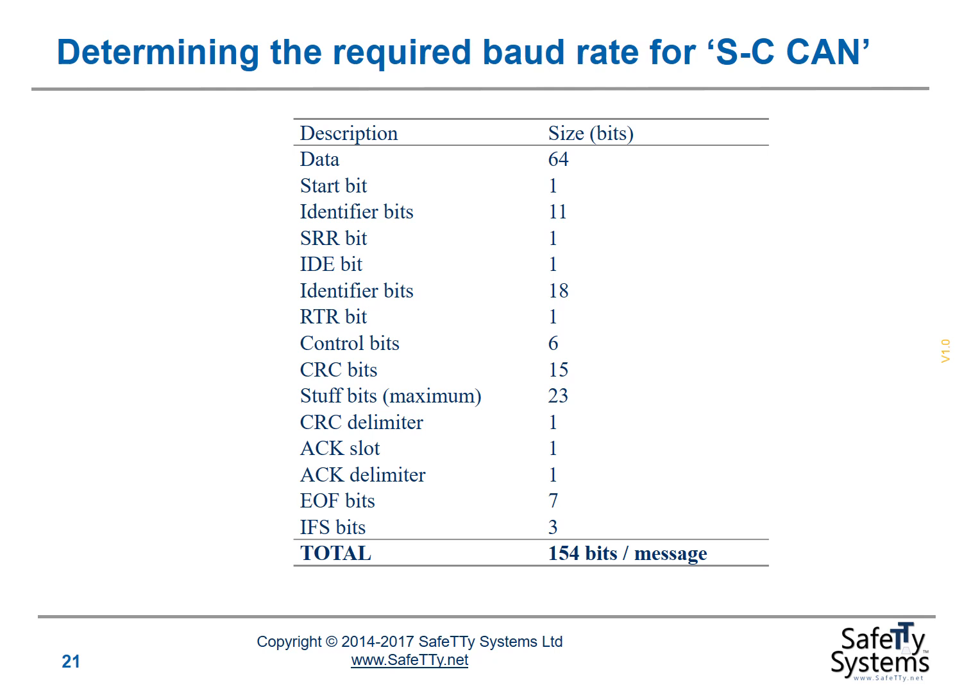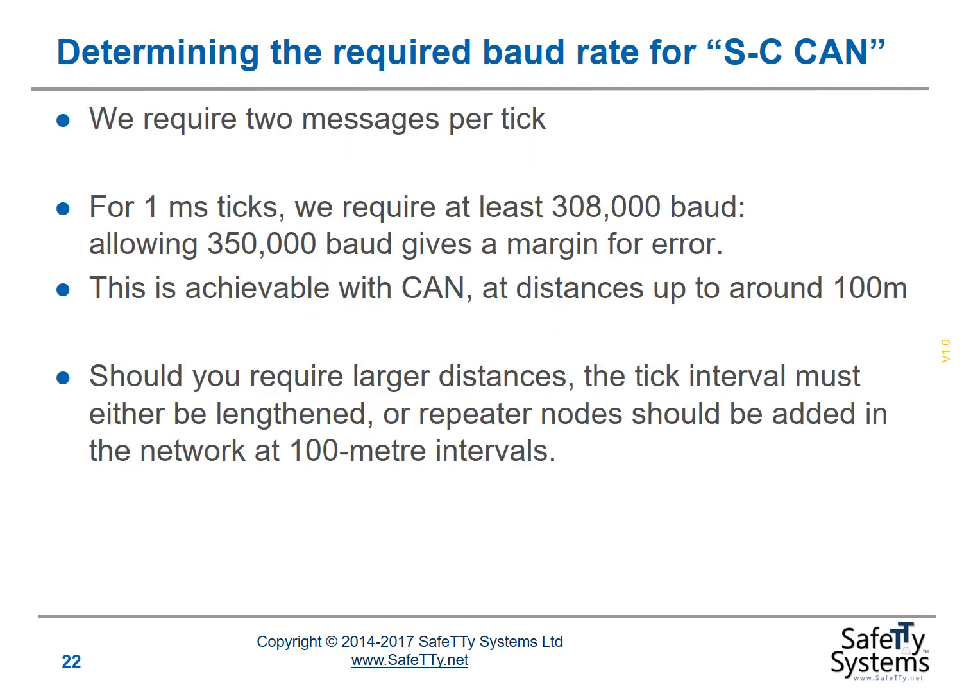If we look at the number of bits in a CAN message, you can look up the details via Google or through some other source, but we have 154 bits per message in a CAN message typically. We require 2 messages per tick to do the simple protocol we've been talking about so far. So to allow 1 tick message to be sent on the bus and 1 acknowledgement message to be sent on the bus from a single slave, and to do both of these within 1 tick, then we require a baud rate of at least 308,000 baud.